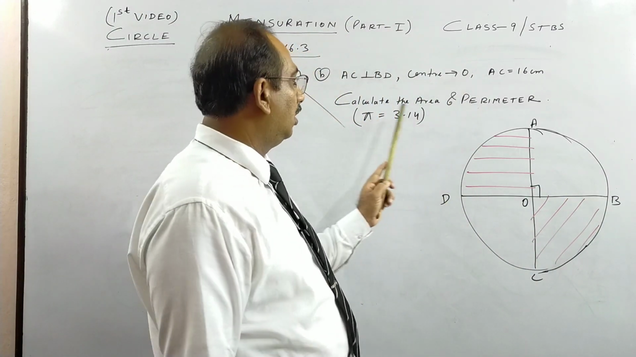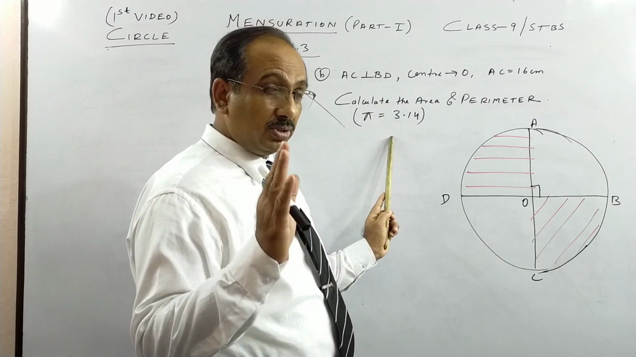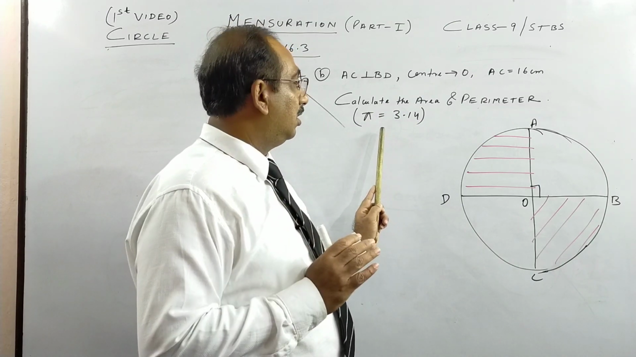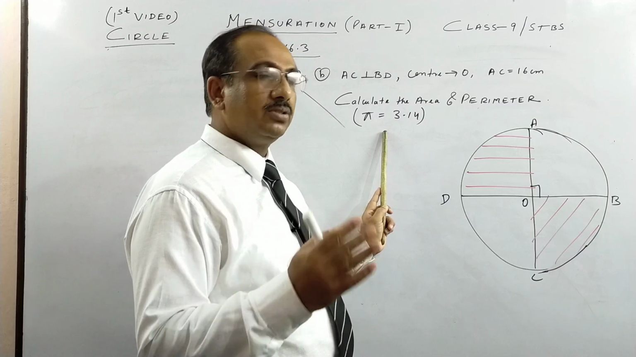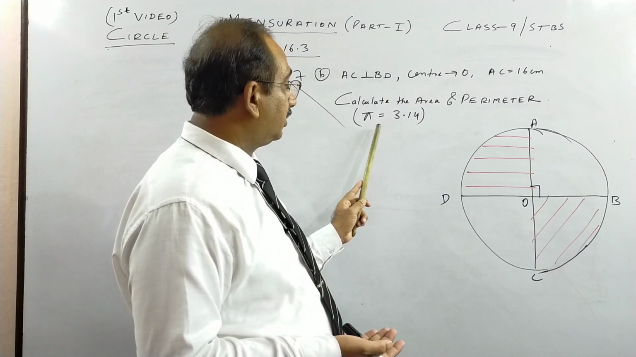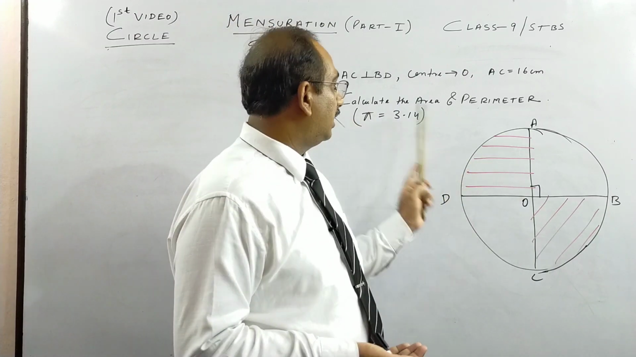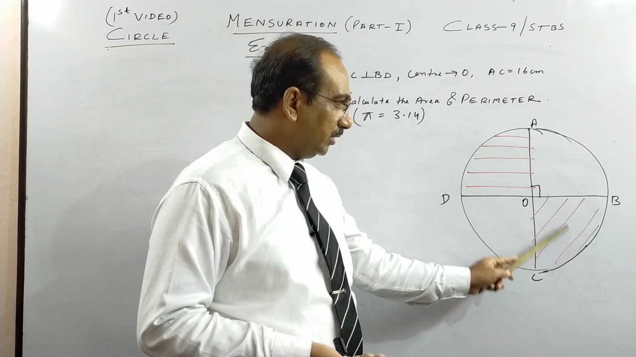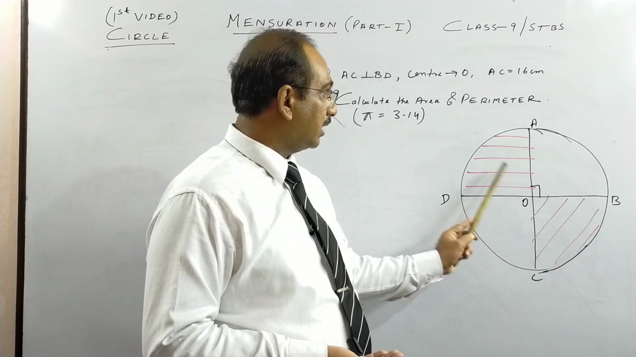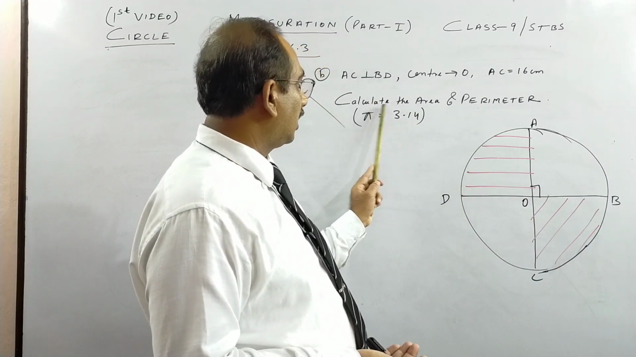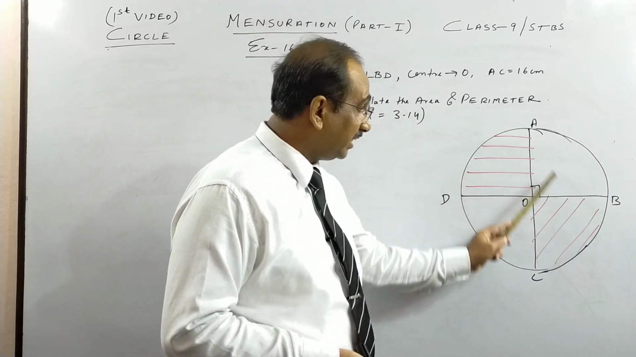Generally it is O. You have got pi 3.14, so you have to be very careful, children, whether pi is given or not. If it is not given, use 22 by 7. If it is given, you must use this value. So with this idea, we have to calculate the area. This I've shaded with red color sketch with marker. Calculate the area and perimeter of this shaded region.